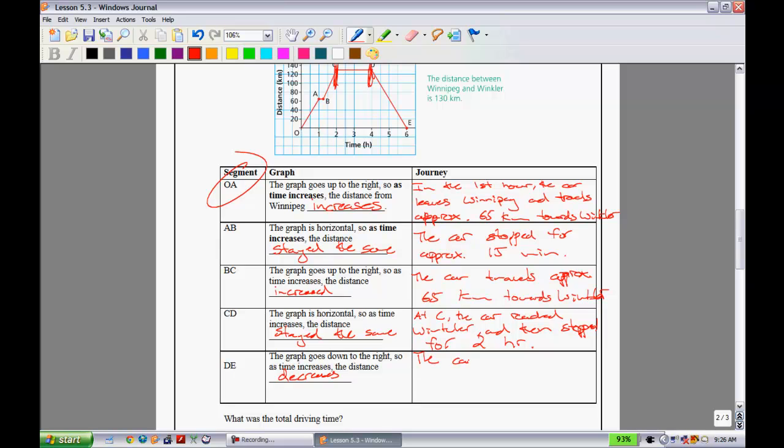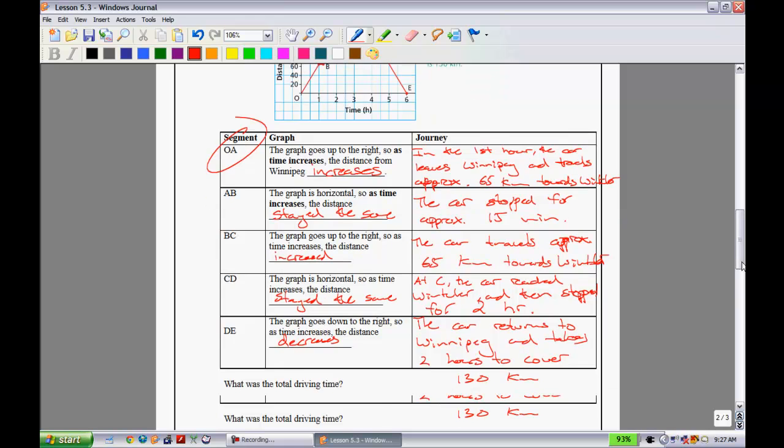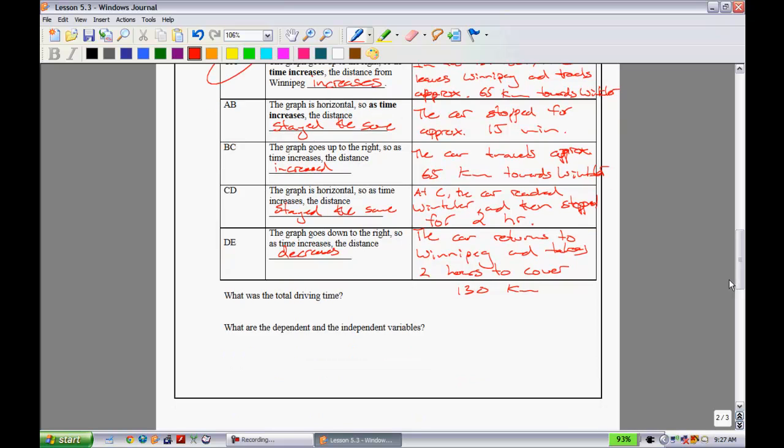The car returns to Winnipeg and takes 2 hours to cover 130 kilometers. Now this last question here says, our last couple we have here is, what was the total driving time?